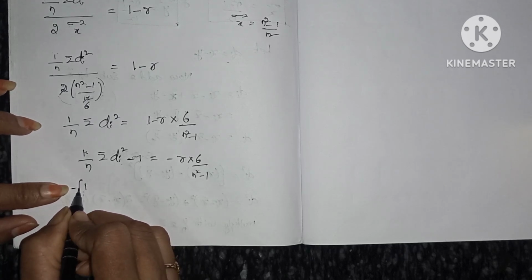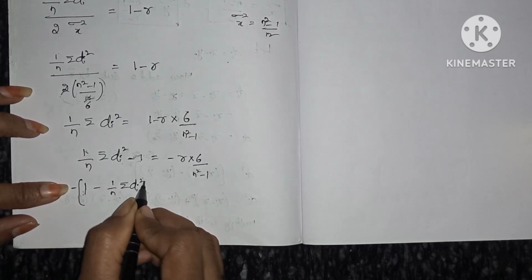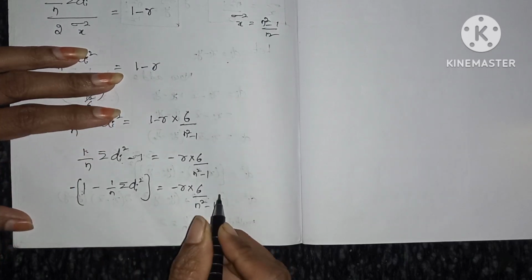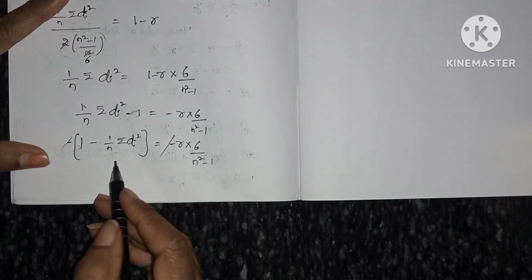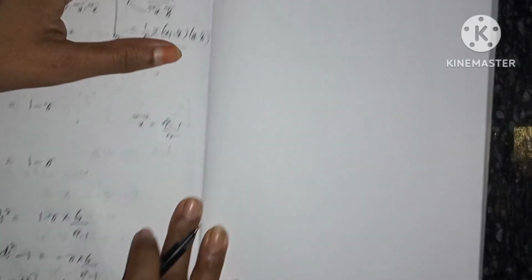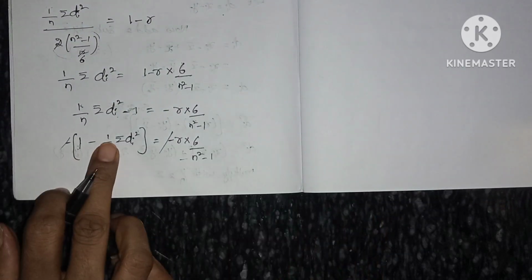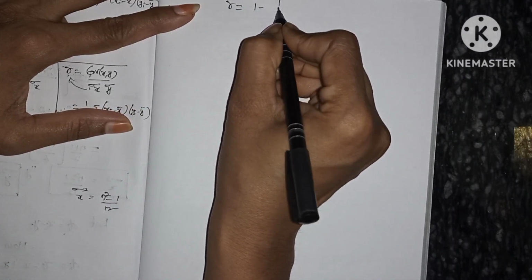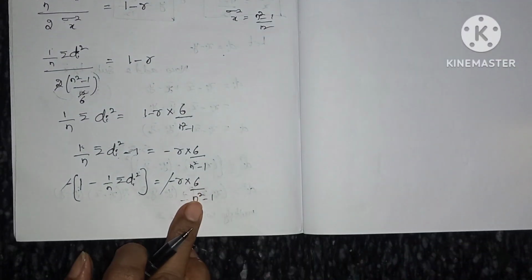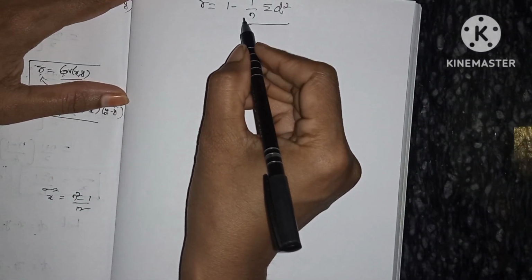Minus common I am going to take, minus 1 minus 1 by n summation di square equals minus r into 6 by n square minus 1. So this minus gets cancelled. So now we want only r, isn't it? So that's why r equals 1 minus 1 by n summation di square by 6 by n square minus 1. Again we have to bring this to this side. So at the time what does it come to?